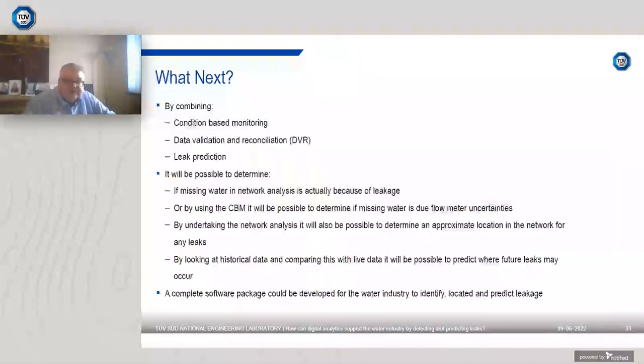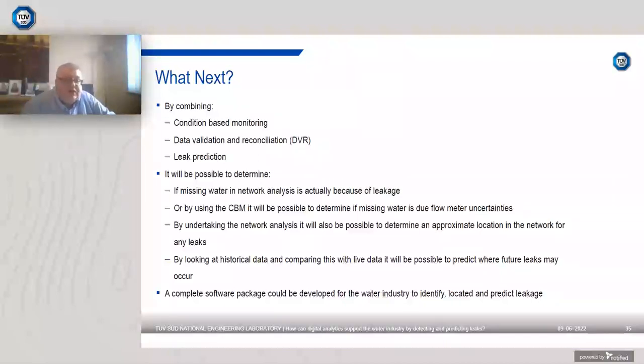So, what next? We've discussed 3 different software tools: the condition-based monitoring calibration tool, the data validation and reconciliation, and the fault prediction using machine learning. By combining the 3 software tools that have been described in this presentation, it will be possible to develop a complete software tool for the water industry that will be able to provide a health check on your flow meters, as well as locate and predict potential future leakage events.